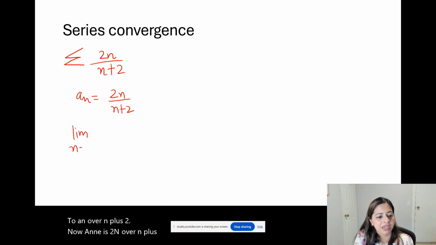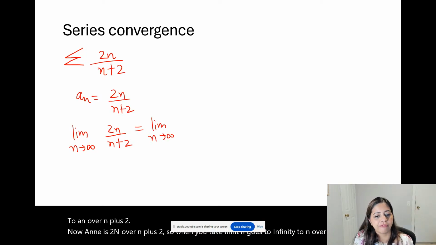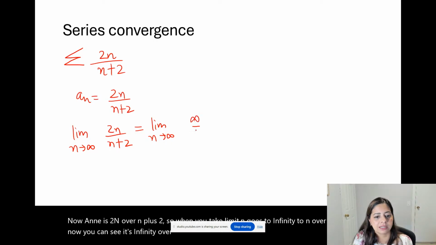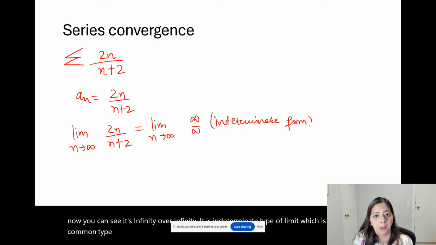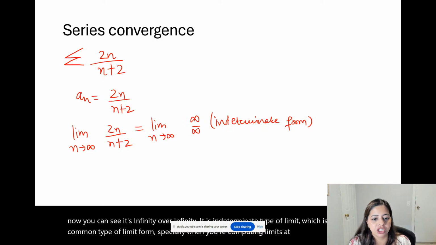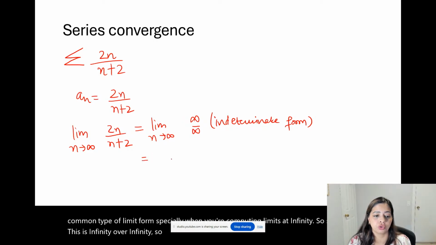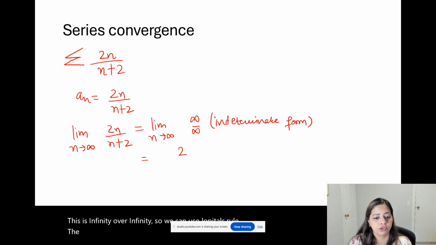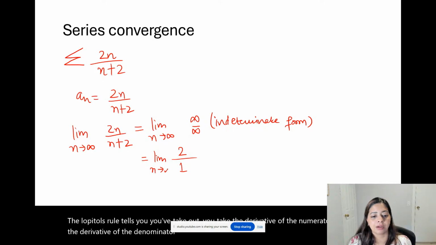So when you take the limit as n goes to infinity of 2n over n plus 2, you can see it's infinity over infinity. It is an indeterminate type of limit, which is a very common limit form, especially when you're computing limits at infinity. So since this is infinity over infinity, we can use L'Hopital's rule. L'Hopital's rule tells you to take the derivative of the numerator and the derivative of the denominator separately, and then compute the limit again.